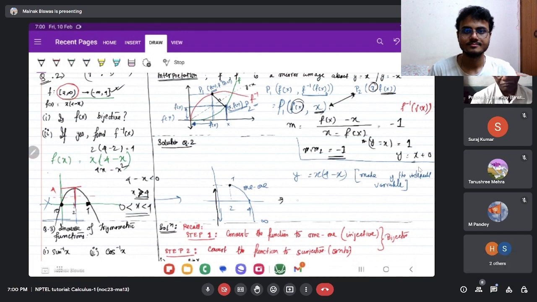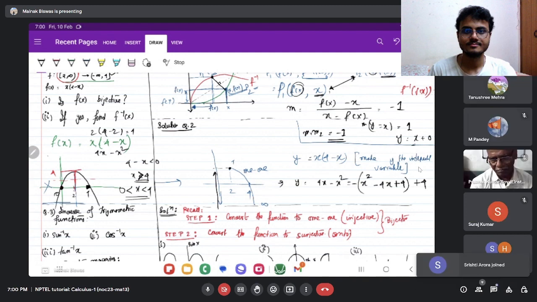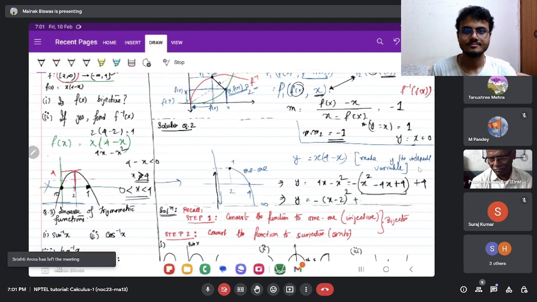So let's see. y is equal to 4x minus x square. What would be the trick here? The trick would be to complete the square. This is a very well-known formula, our middle school formula. So do you remember? This is x square, and if I put a minus sign here, minus 4x plus 4, I add 4 to it. So what is this? This is your x minus 2 whole square, right? y is equal to minus of x minus 2 whole square plus 4.